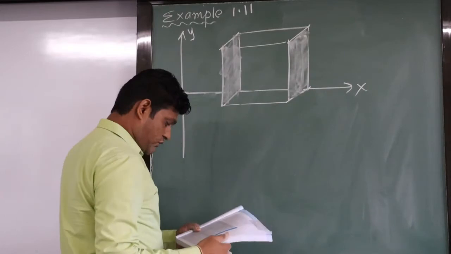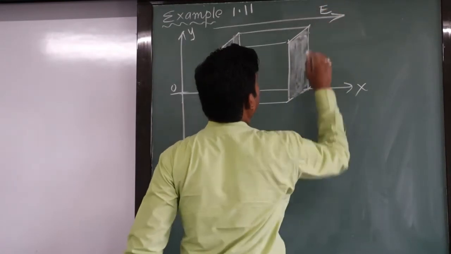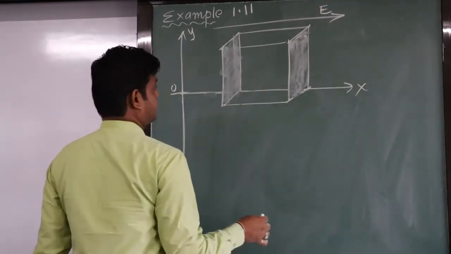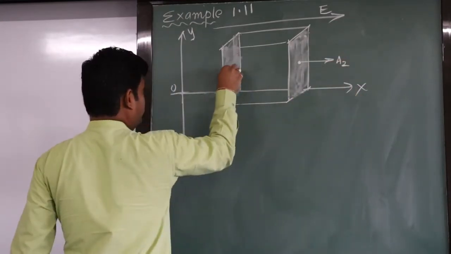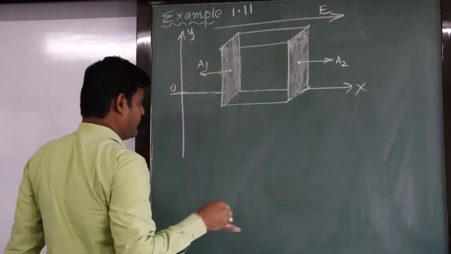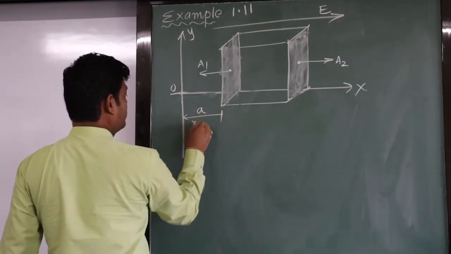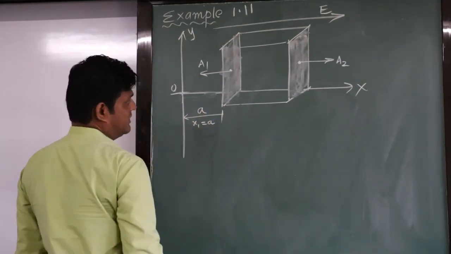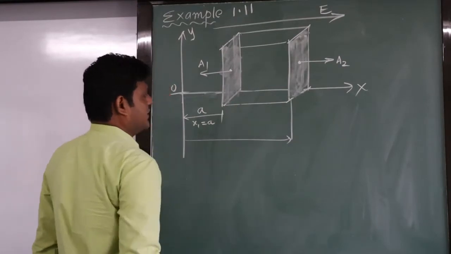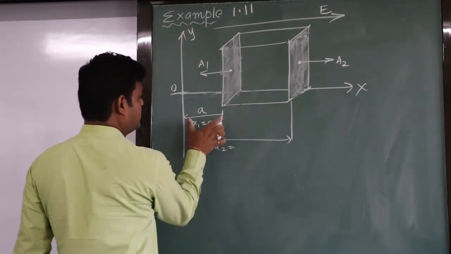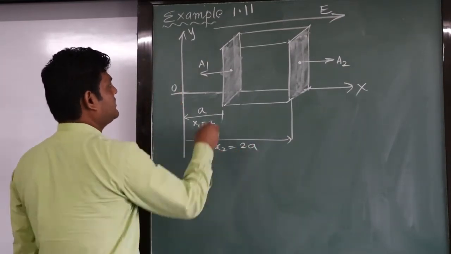The electric field is towards the x-axis. So this is the direction of electric field, E, right? And this is the area vector of the second face. This is the area vector of the first face. The first face is at a distance A, so x1 equal to A, we can write. The second face is also A further, so x2 is A plus A, it becomes 2A. So these are the things which are given.